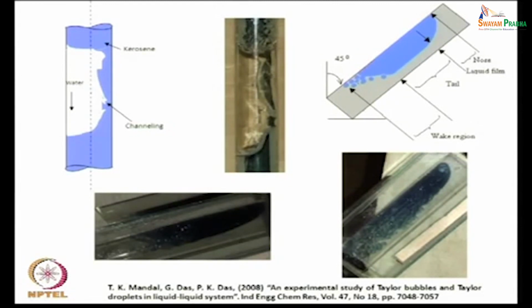Why does it occur? Can you tell me? Why does this channeling occur when a water droplet falls through kerosene, but it does not occur when a kerosene bubble rises through water? Any idea? We have performed experiments in glass pipes of half-inch diameter or less than half-inch diameter. Any idea why this is occurring?